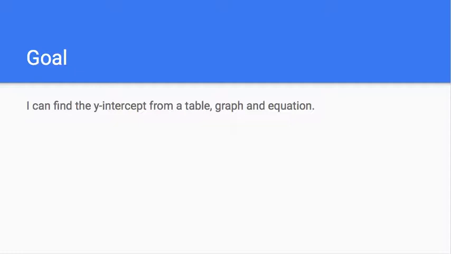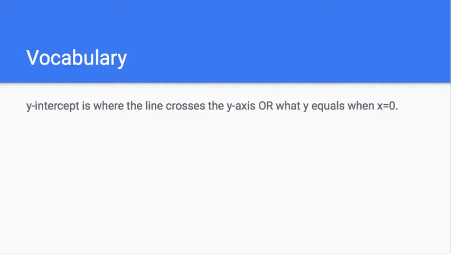What we're going to do today is find the y-intercept, which goes hand in hand with that. So the y-intercept is where the line crosses the y-axis, or basically, it's what does y equal when x equals 0. When you're looking at a graph, x equals 0 is that y-axis, and so at what point does your line cross that y-axis?